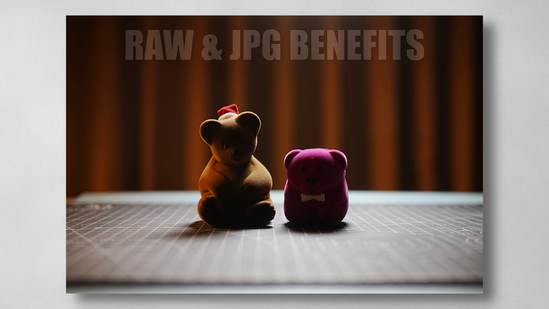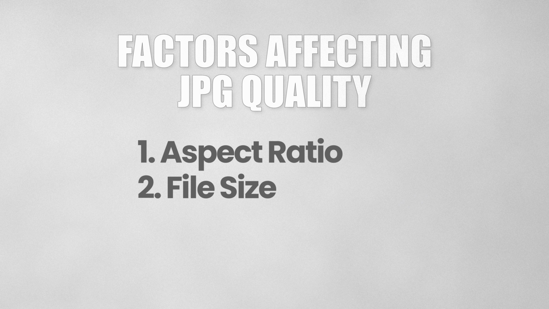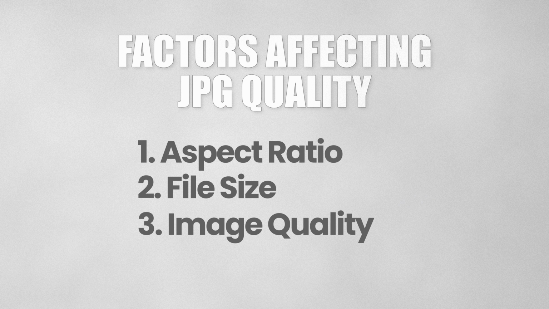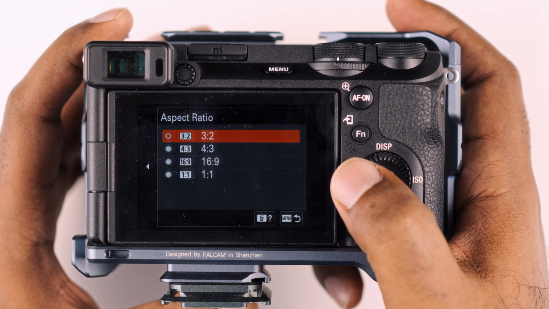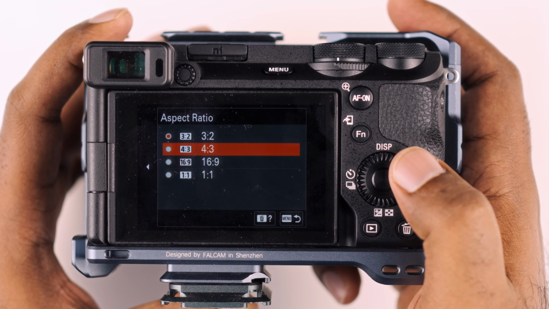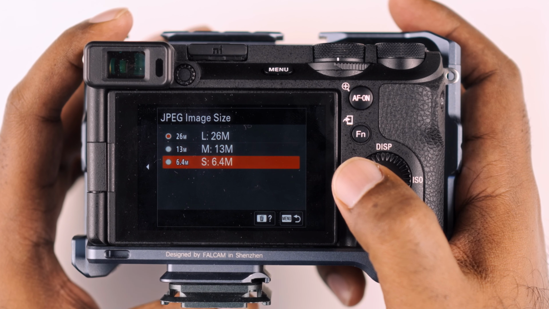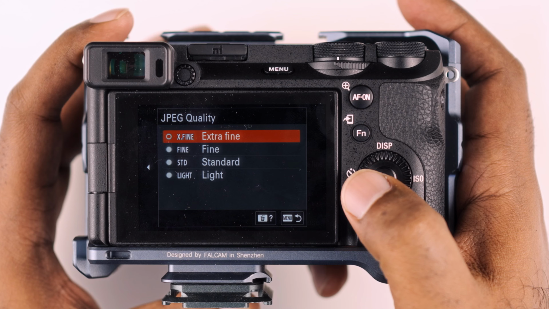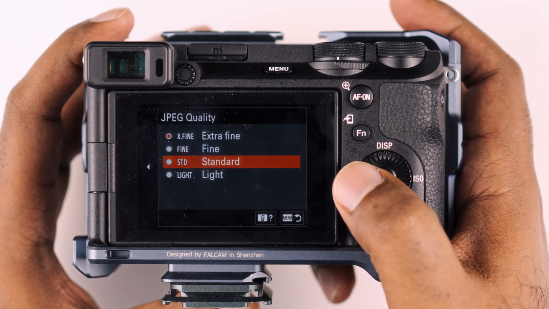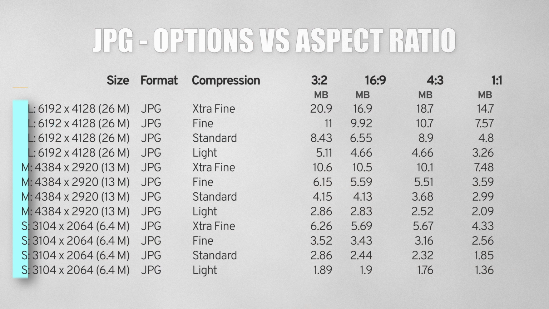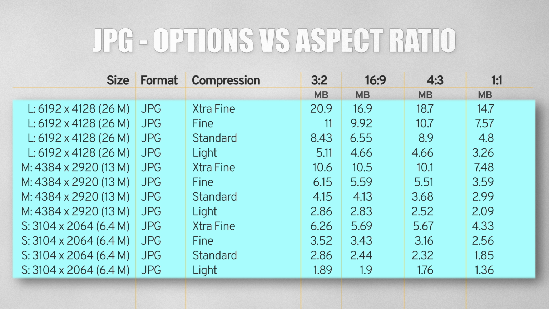There are 3 factors or settings that determine the outcome of the JPEG images produced by the Sony A6700 or any other camera for that matter. The same aspect ratios that are available for the RAW format are available for the JPEG format as well. Along with the aspect ratio, file size and image quality of JPEG files determine the final JPEG image that is saved in the memory card. Let me bring up this table for the JPEG images.